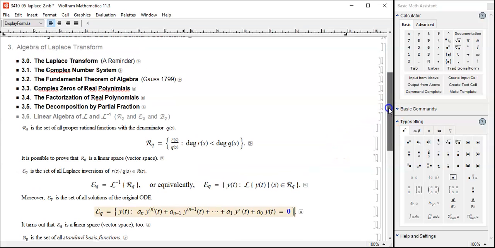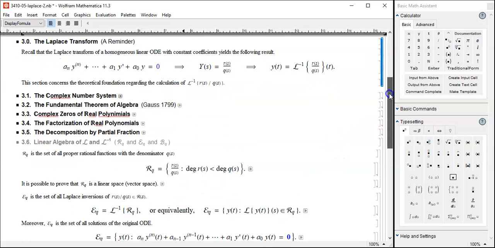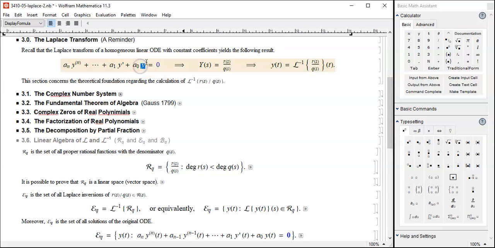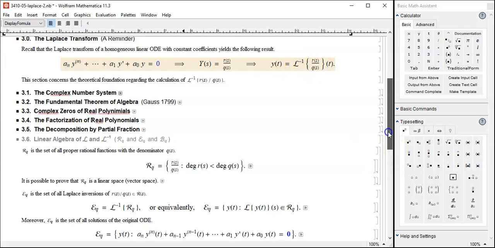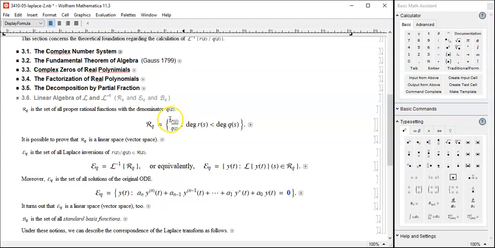As a matter of fact, let's go back to this. You see, we started from the original solution of the original ODE, went to the Laplace transform, and then we got back to the Laplace inversion. And it turns out R over Q along the way corresponds to the solution. So EQ came from RQ, which is R over Q. Therefore, we actually came back to the set of solutions of the homogeneous equations.